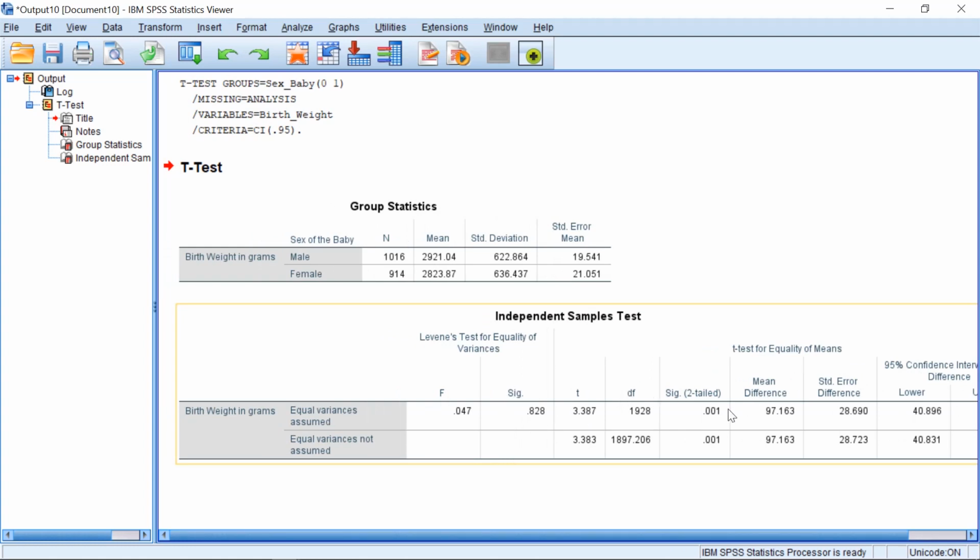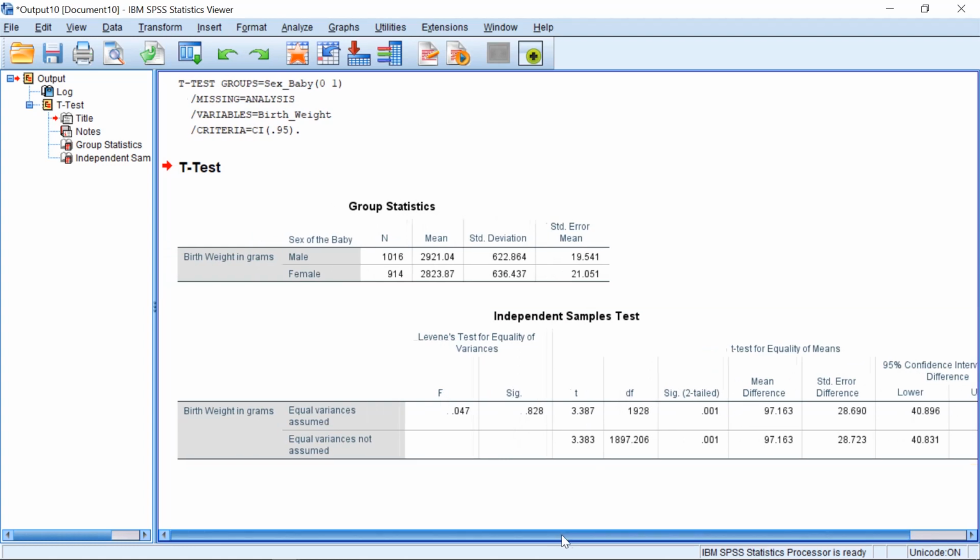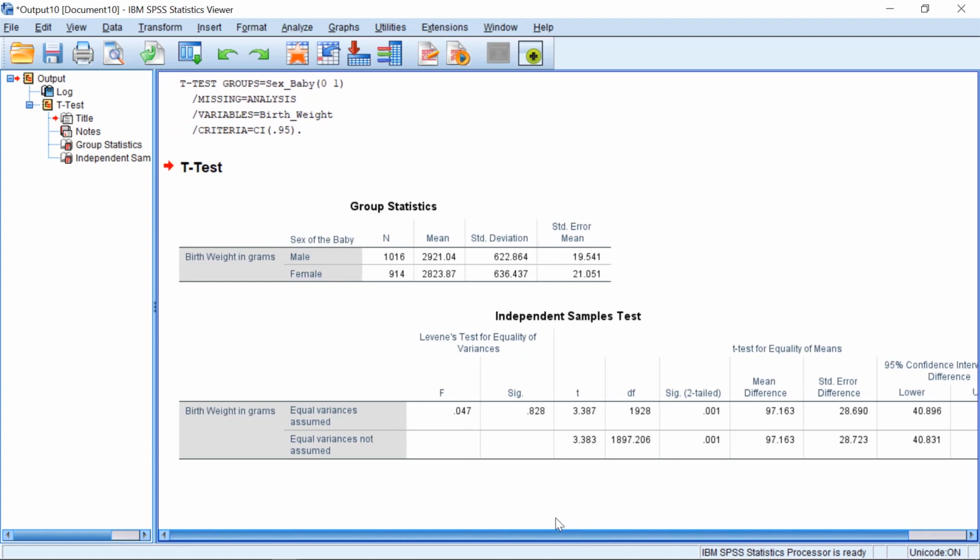But before we look into the significance of the t-test related to the mean, we have to determine which line we're going to use as a result. Here they are similar, but we should always check first. We should check Levene's test for equality of variances, and here we can see it's not significant. It's 0.828, which is higher than 0.05. In this case, we accept the null hypothesis, which says there is no difference in variance. We are not talking about the mean yet. So there is no difference in variance, equal variance is assumed. We're going to use this line.